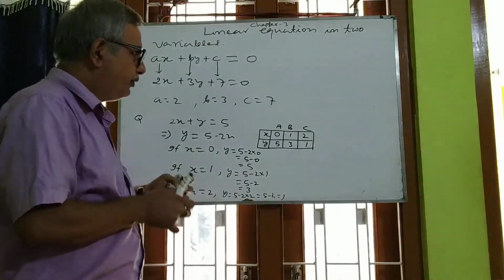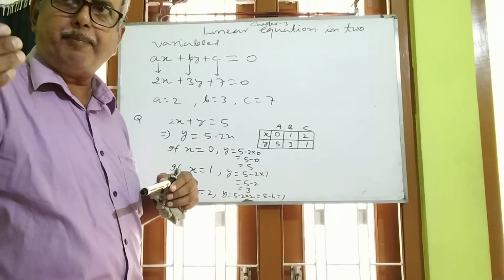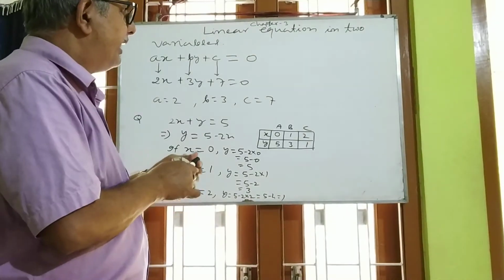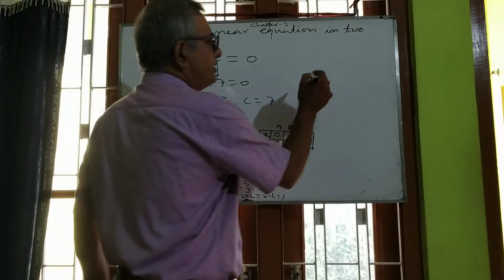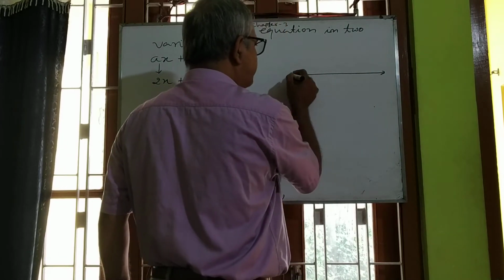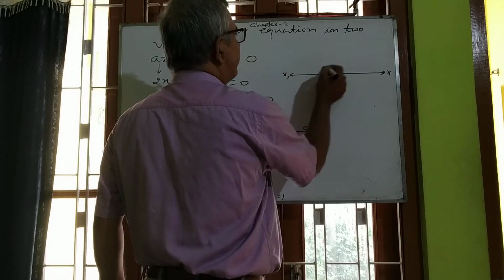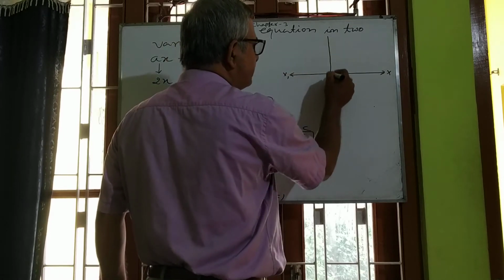Now you tell, you are drawing the graph. Better you should draw on the graph paper. You try. Here you see, this is the horizontal axis. That is called what? X-axis. And this is what?